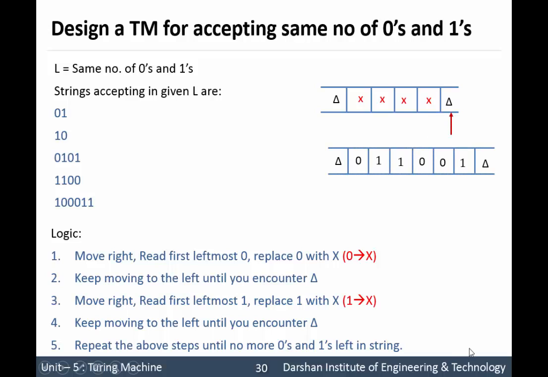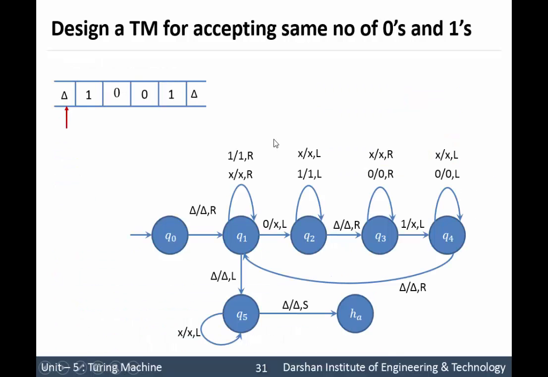Let us take another example. Scan your string from left to right. Encounter the first leftmost 0. Convert it into X. Again move to the leftmost end. Start reading your string from left to right. Find the first leftmost 1 and convert it into X. Again move to the left direction. Start reading the string from left to right. Find the first leftmost 0. Convert 0 into X. In the same way, again from left to right, convert 1 into X. And the same procedure for this 0 and then for the last 1. I hope the logic is clear.